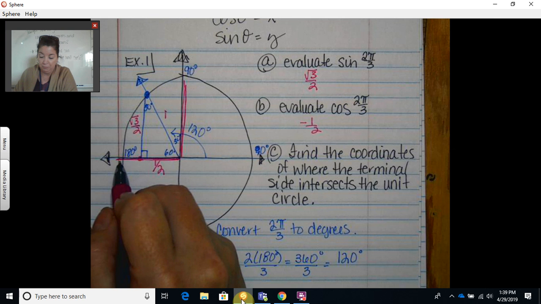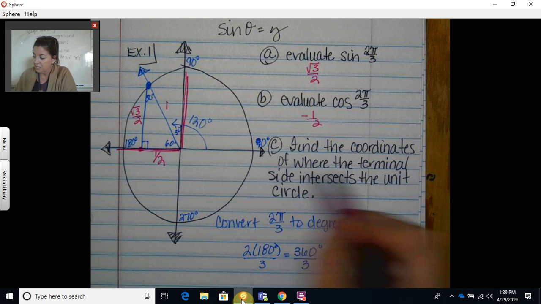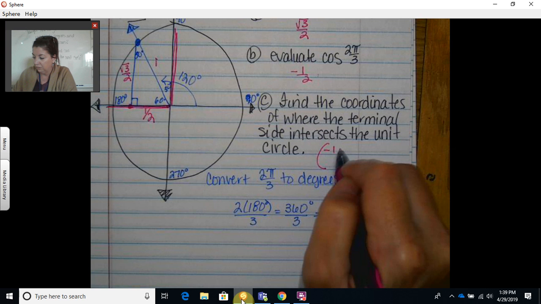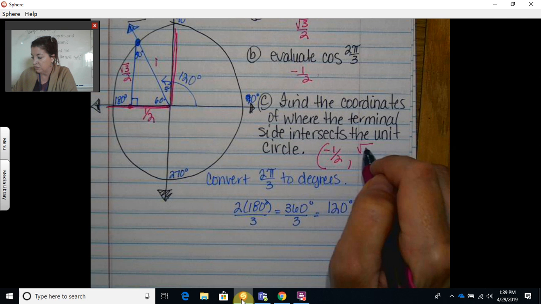So find the coordinates of where the terminal side intersects the unit circle. Well, we already found the x and the y value, right? So now we just have to write it in order. Our x value is -1/2. Our y value is positive square root of 3/2.